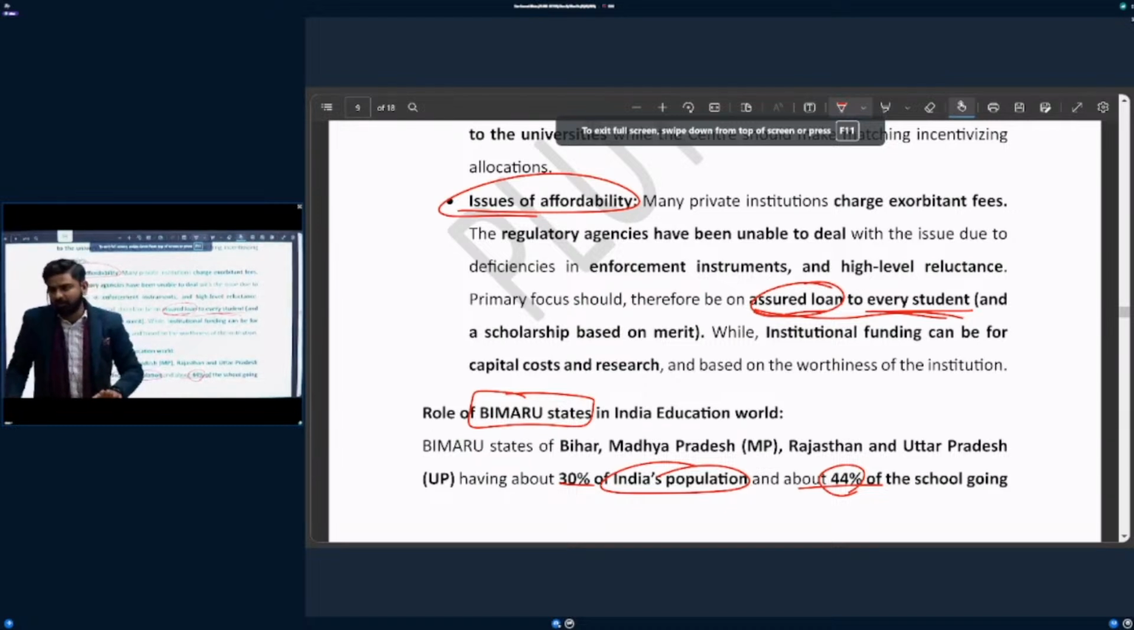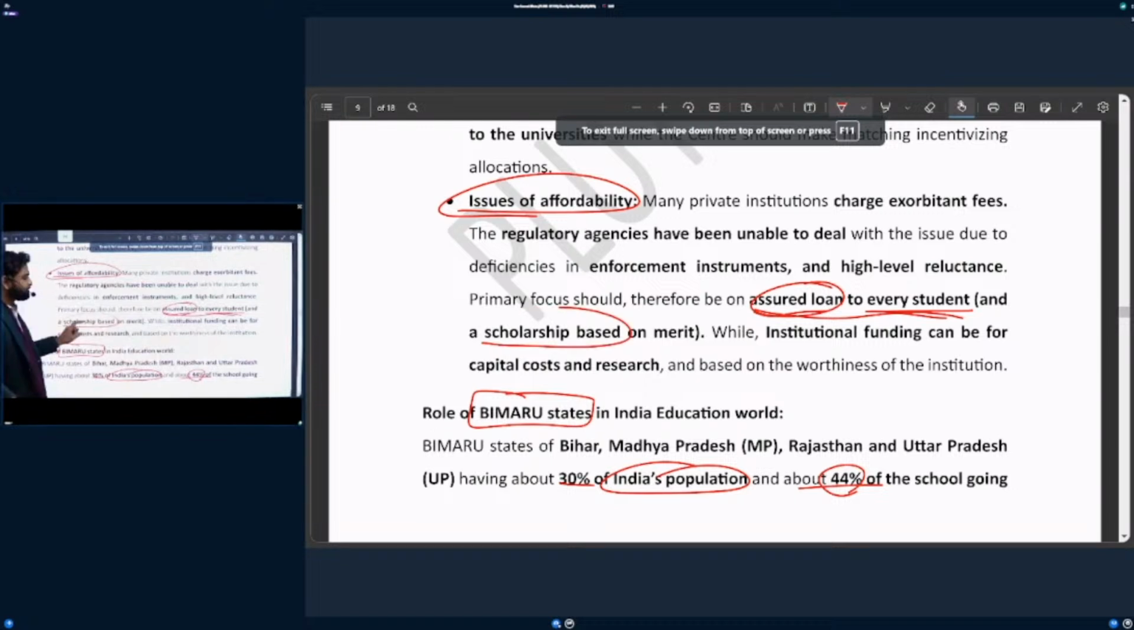Irrespective of the person, चाहे अमीर हो चाहे गरीब हो. बात समझ में आई? और जो लोग टैलेंटेड हैं, मींस जो अच्छी रैंक्स सिक्योर करते हैं, उनके लिए स्कॉलरशिप. So this is a recommendation that there should be assured loan facility for every student, irrespective of caste, gender, region, religion, and scholarship for every student who is meritorious. Meritorious मतलब good rank वगैरह.